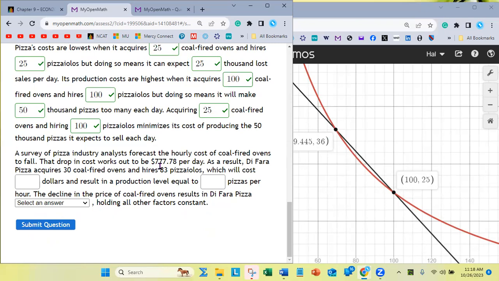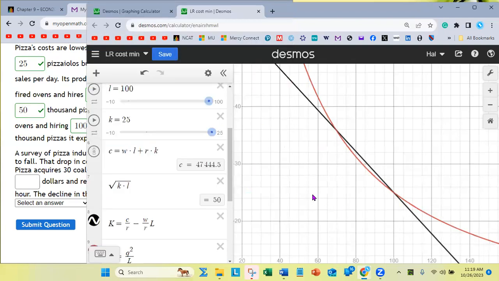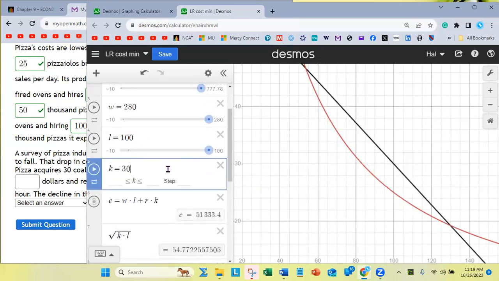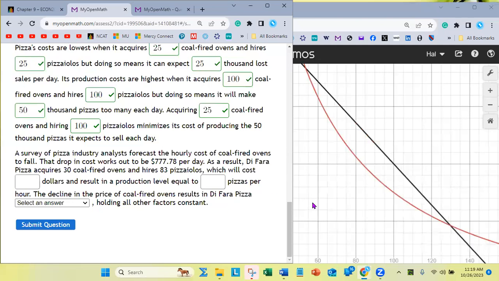Well, this is a what-if analysis. What if the price of pizza ovens drops? Maybe it drops to 77.78 per day. So we need a plan B. What is our plan B? Our plan B would be to acquire 30 coal-fired ovens and hire 83 pizzaleros, however you pronounce that, pizza chefs. So we're going to change this to 30, and we're going to change pizza chefs to 83.